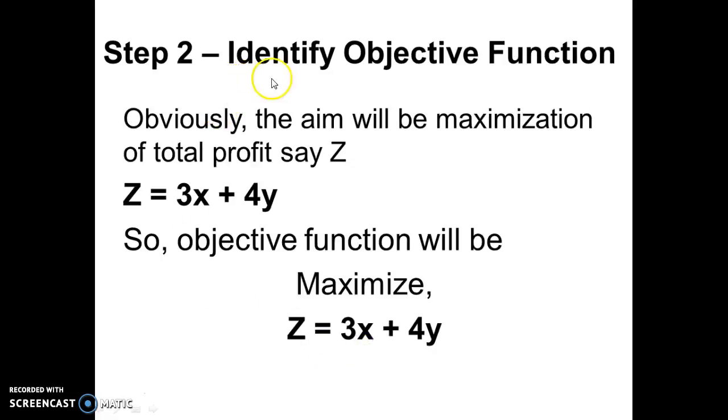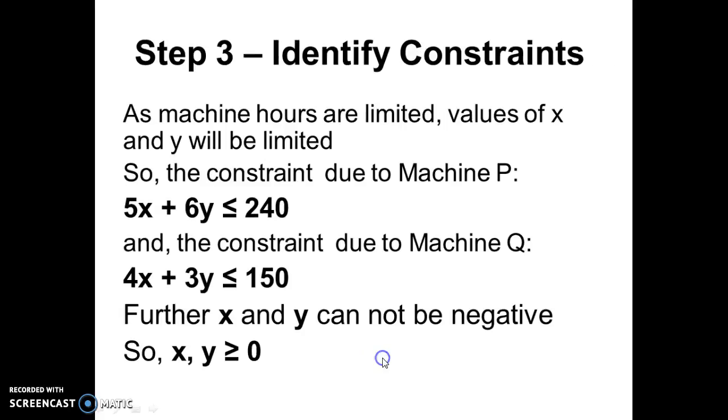Now the next step is to identify the objective function. Obviously, the aim will be to maximize the profit, let us say Z. Z will be the total profit, which will be equal to 3 into x plus 4 into y, because 3 and 4 are the profit coefficients for the particular models. So the objective function will be maximize Z equal to 3x plus 4y.